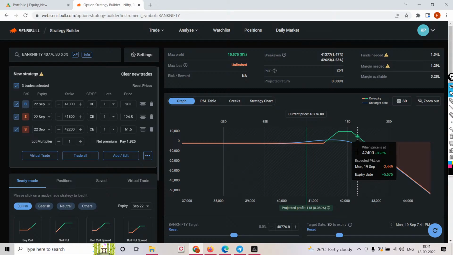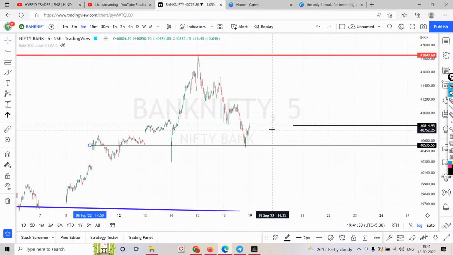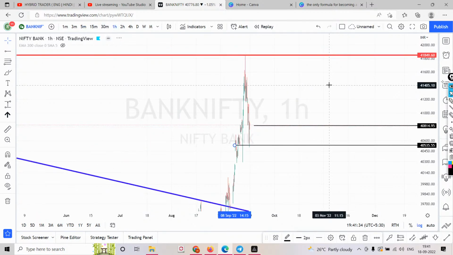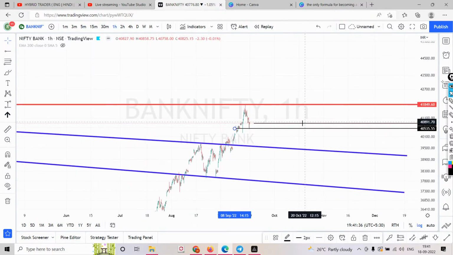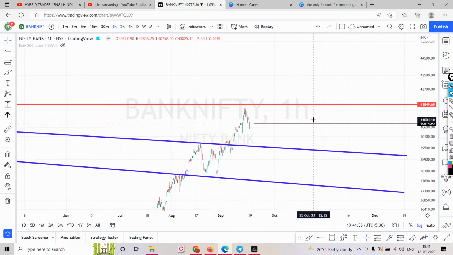Either you can go for debit spread, but honestly I'm telling, I'll not go for debit spread here. Again, let me get you to 1 hour. For this simple reason, I'll not go for the debit spread. Okay, let me delete it. That's where, if you look at my trades, I've deployed the ratio spread.